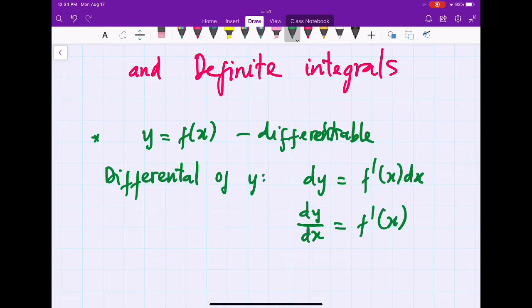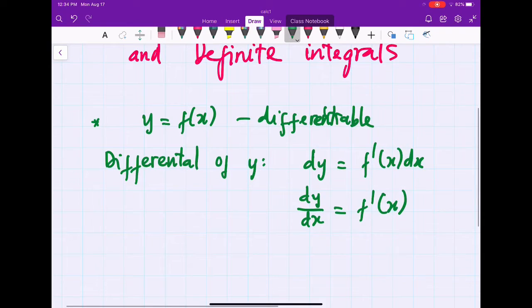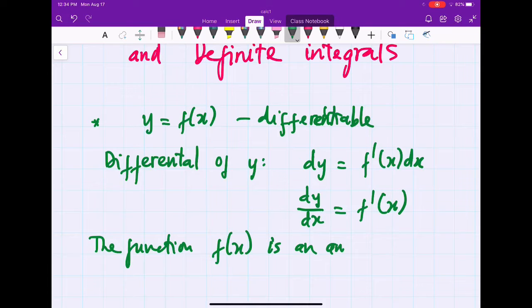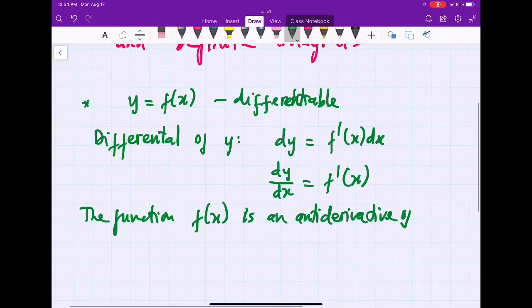In this case, we say the function f of x is an antiderivative of f prime of x. The derivative of f is f prime of x, right? And f of x in that case is called an antiderivative of the derivative. Interesting, right?